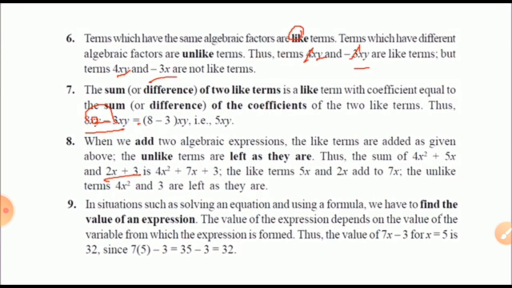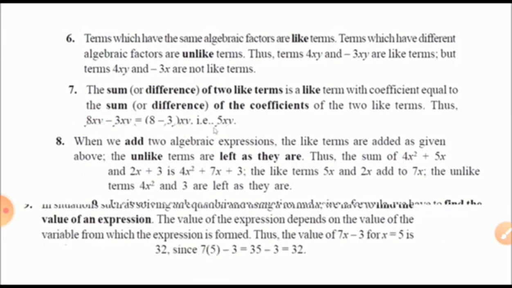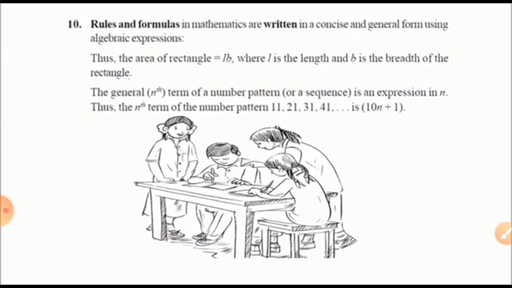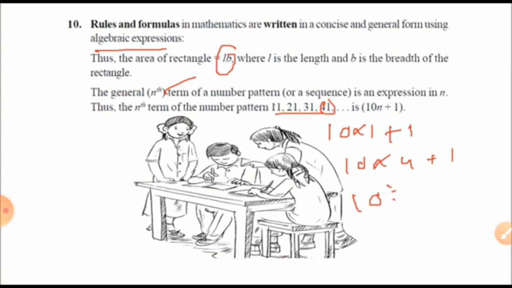When we add algebraic expressions, the like terms are added as given. Last but not least, finding the value of expressions, and rules and formulas for perimeter and areas. Or some pattern also we made: 11, 21, 31, 41. What is the pattern? 10n plus 1. 10x plus 1. You can find the fourth term, the fifth term, any term with the help of this algebraic expression.